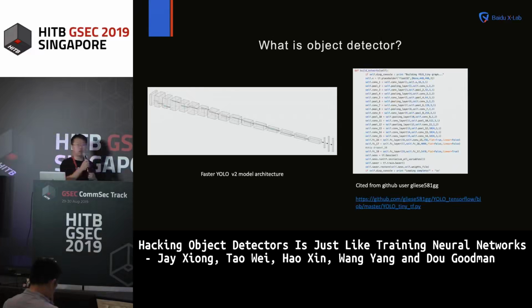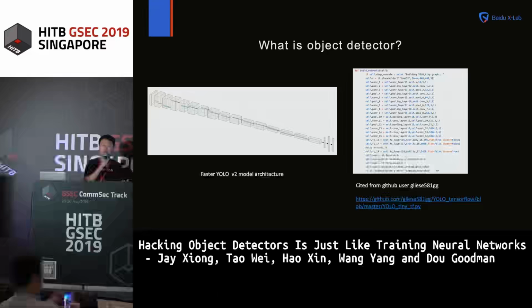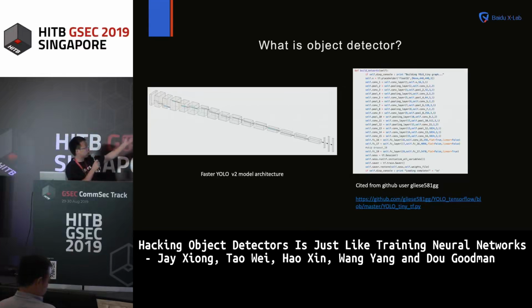So here is a concrete example of what an object detector is. We take YOLO V2. It's a very classical object detector, which consists of 9 convolutional layers, 3 max pooling layers, and some fully connected layers. By taking the input image from the very top left to the very bottom right, it returns the object location and its prediction score. And on the right, you can see its implementation in TensorFlow, showing how we stack the structure up.